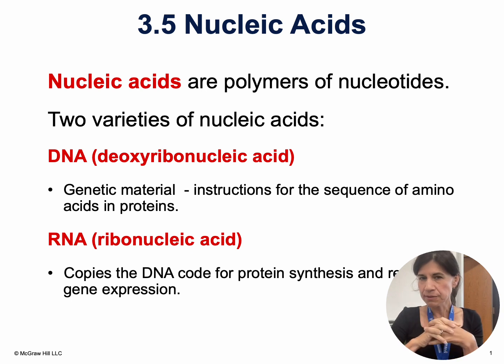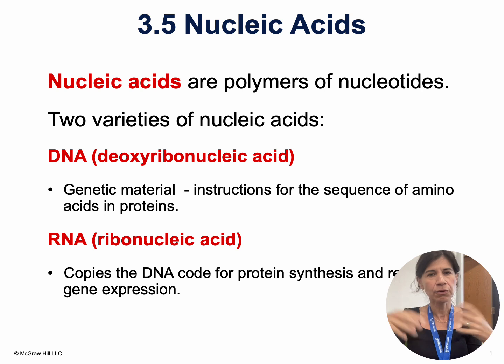There are two types of nucleic acids that are found in living things, and you've probably heard of at least one of them, DNA, which stands for deoxyribonucleic acid. DNA is found in the nucleus of all our cells, and we're going to talk about cell structure in our next module. And DNA is really the genetic material of living things.